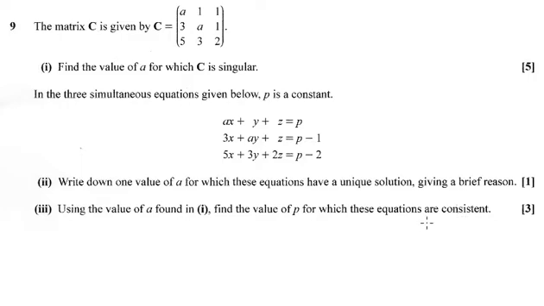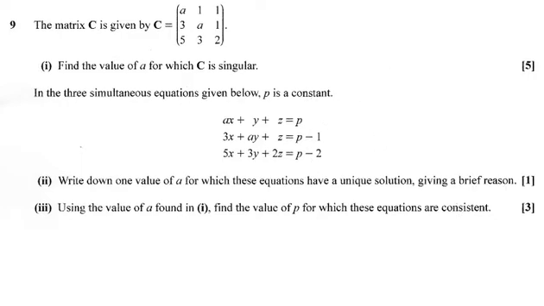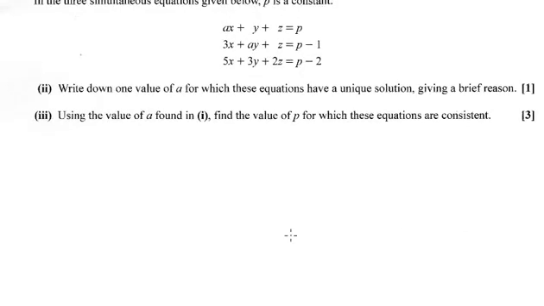So they want it to be consistent here, and they want to know what value of P makes the equations consistent. So we're going to use the 2 from before, and we know we can't use the matrix because the determinant's not 0. Sorry, the determinant is 0. So we're going to just use the equations.